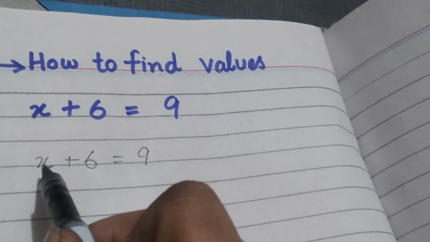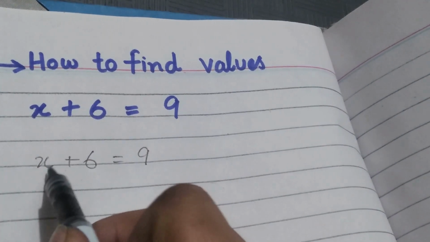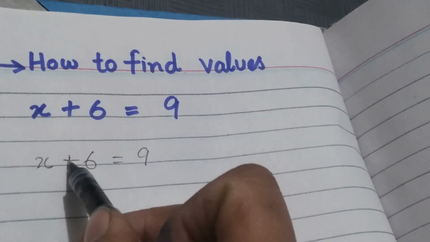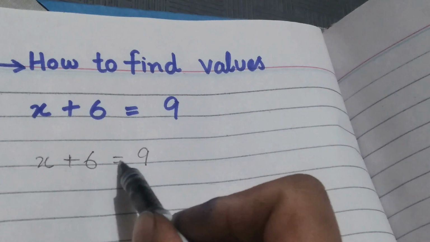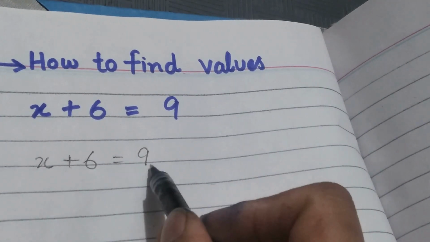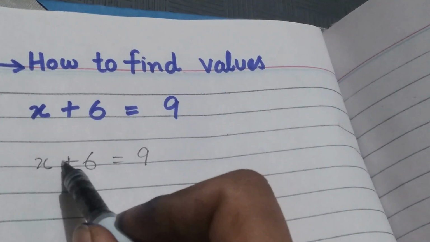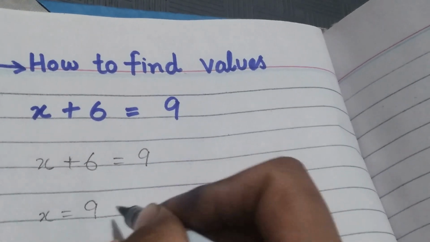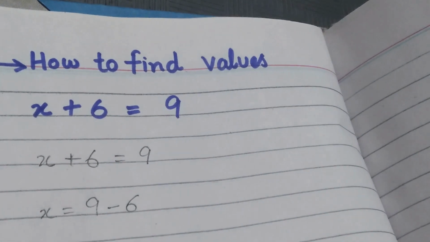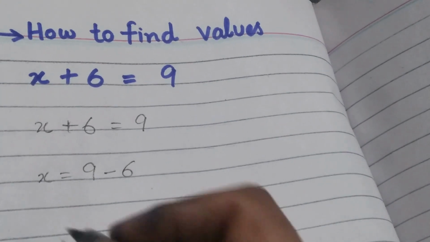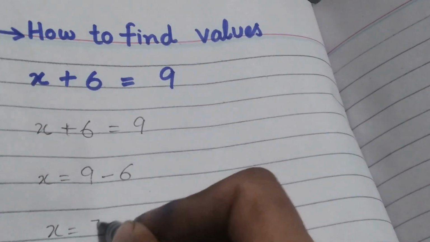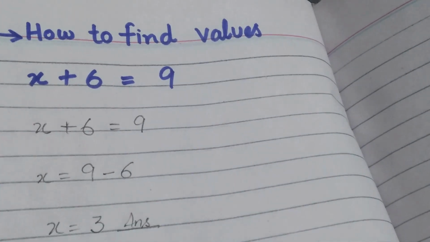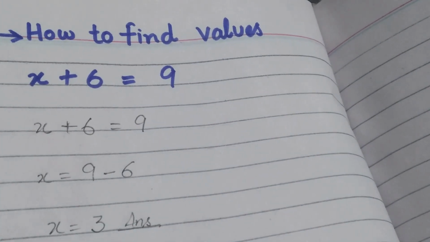If we want to find the value of x, here is plus 6, and when 6 goes to the other side it will be minus. x equal to 9 minus 6, so x equal to 3. It's our answer. Understand?